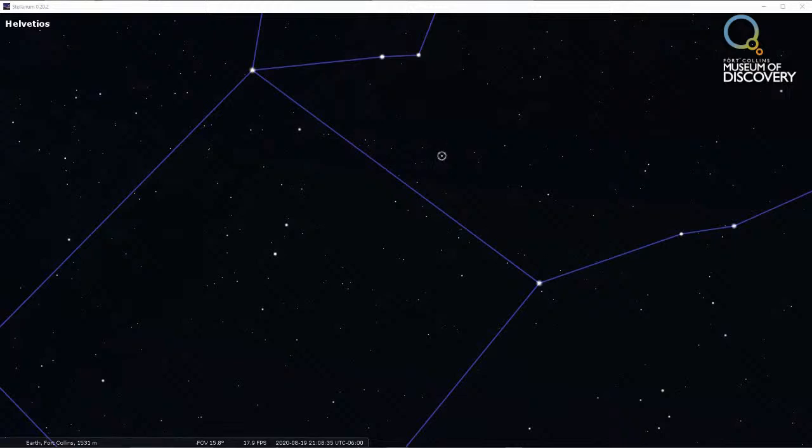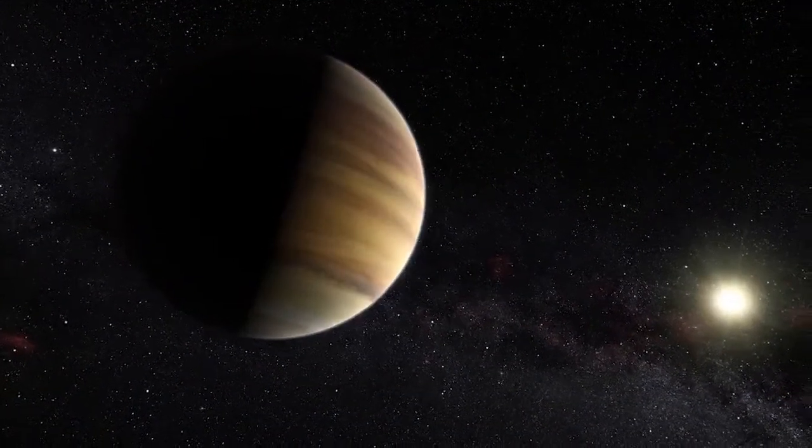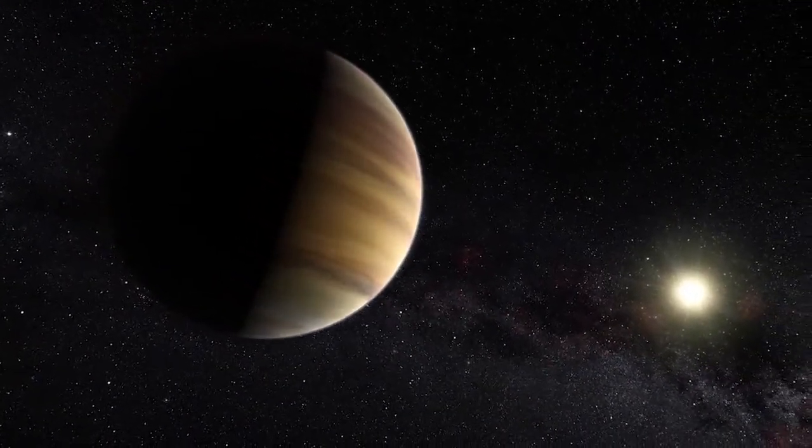And this planet, which I've got a little animation of here, this is an artist's concept of what this planet might look like based on what we know about it. We don't have any instruments or cameras that are able to see this far. So I just want to say this is an artist's concept of what this planet might look like.